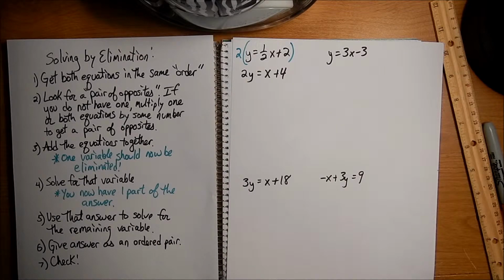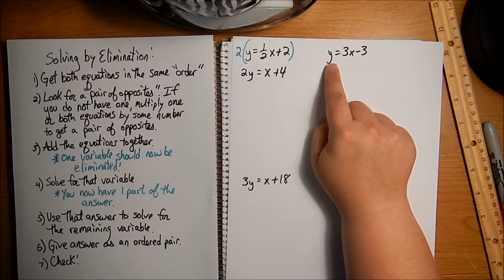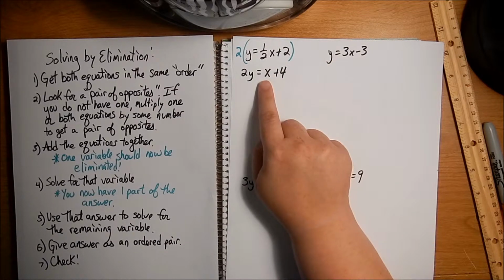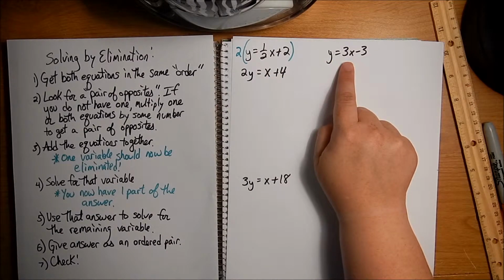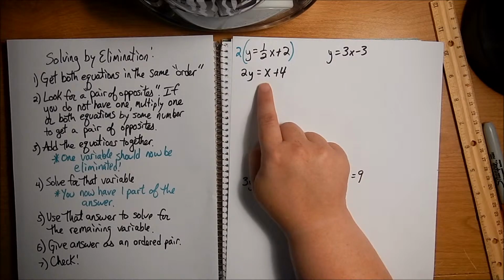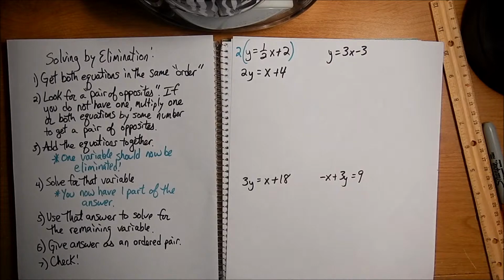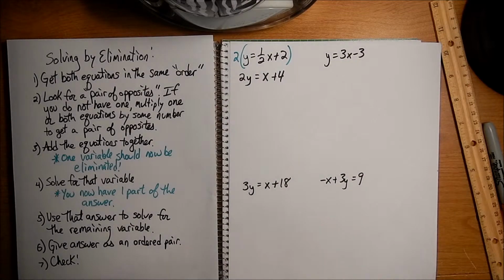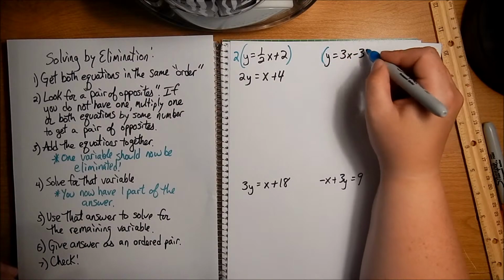Great. Pair of opposites. I have a 2y here and just a y here. Could I multiply this by something to get a -2y? Yep. Let's check the x's just for fun. I have an x here and a 3x here. Is there something I can multiply this by to get a -3x? Yeah. So it doesn't matter which one you do. They're both going to be just as easy as each other.